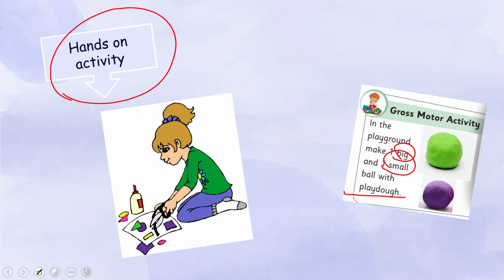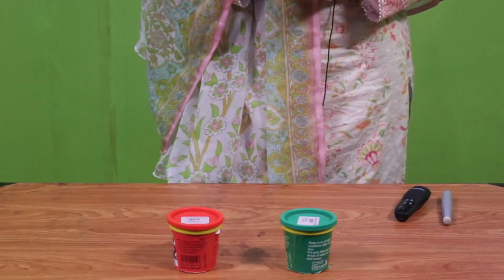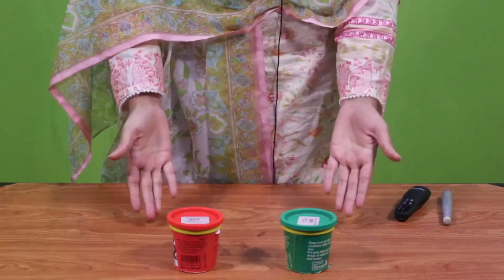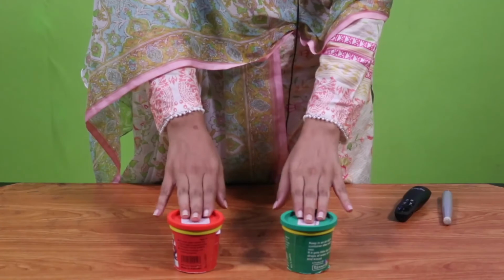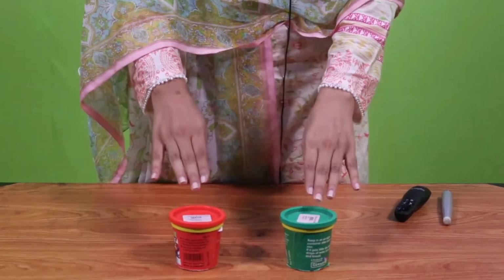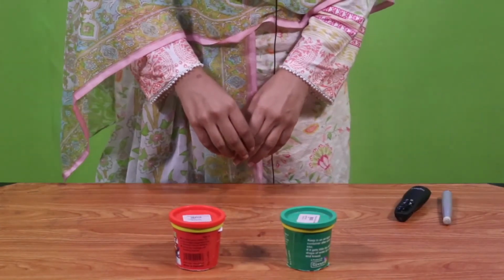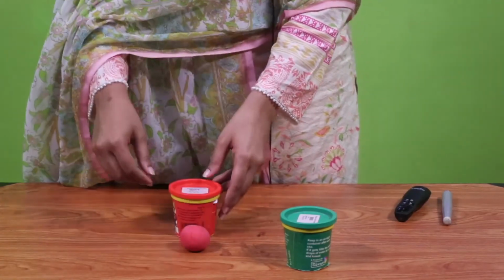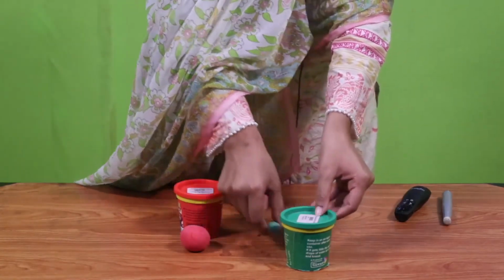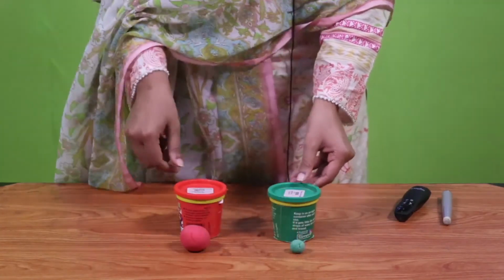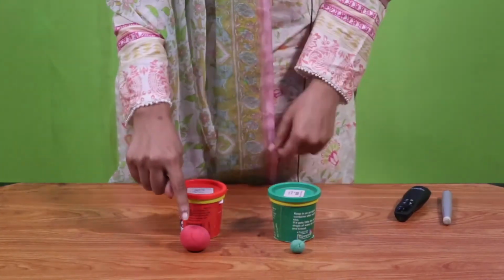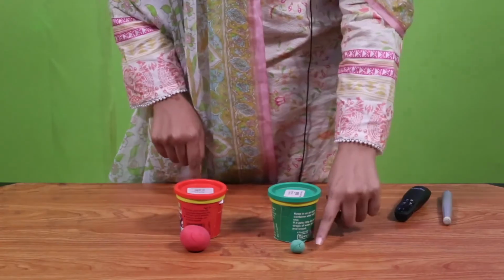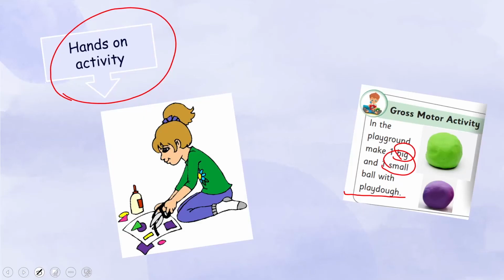Okay, playgroups, hopefully you have come back and you have made your balls. Now I have two colors of Play-Doh and I have made my balls, one big ball and one small ball. Let me show you. I have made a big ball with red color and I have made a small ball with another color. See, one is big and one is small. Now come back to the screen.